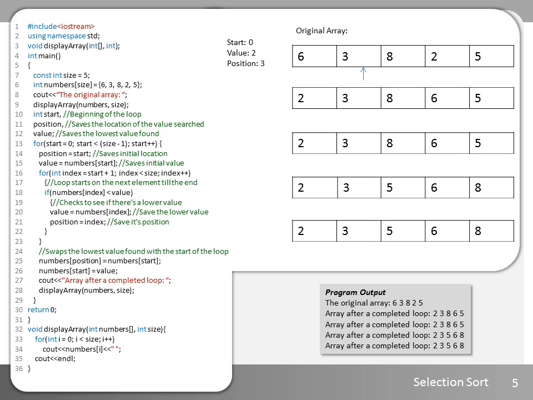On the second try, since 3 is already in its proper position, it does not replace it. The next time, it replaces 8 with 6. And in the next loop, it does nothing since the array is already in proper position. And then we finish with our sorted array. This can be seen on the program's output.